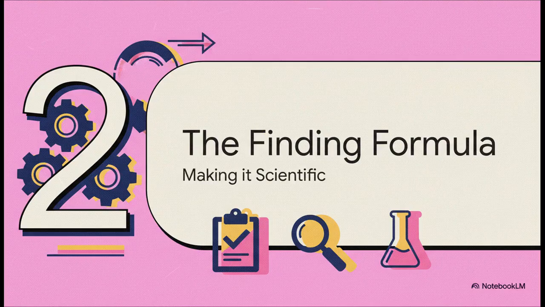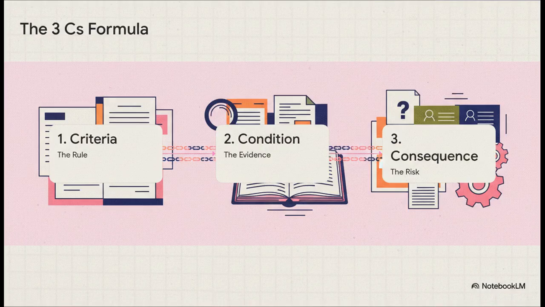Okay, so now we know how to grade our findings, but how do we actually write them? This is where our second essential tool comes in, a super simple 3-part formula that takes your observations and turns them from subjective opinions into objective scientific facts. It's called the Criteria Condition Consequence Formula, or just CCC for short.